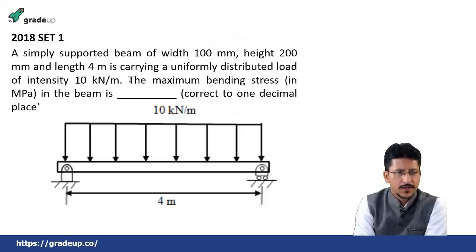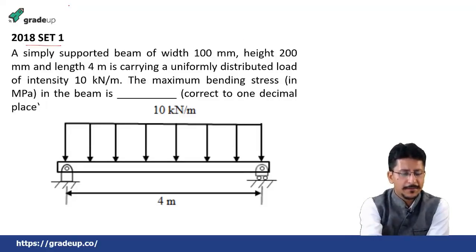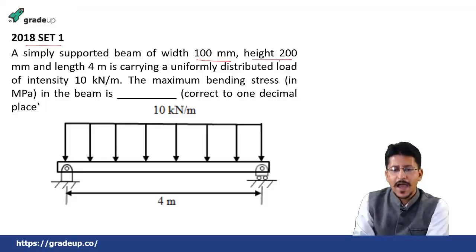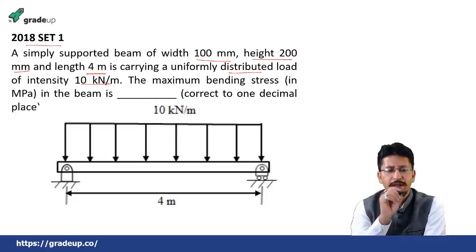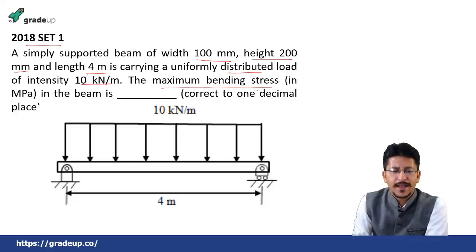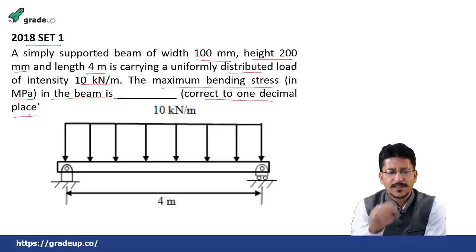Okay, the next question, GATE 2018 set 1. A simply supported beam of width 100 mm, height 200 mm and length 4 meter is carrying a uniformly distributed load of intensity 10 kilonewton per meter. The maximum bending stress in megapascal in the beam is asked, correct to 1 decimal place. This is the beam that has been given.